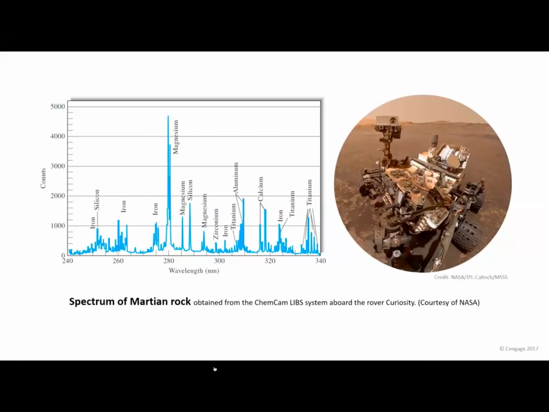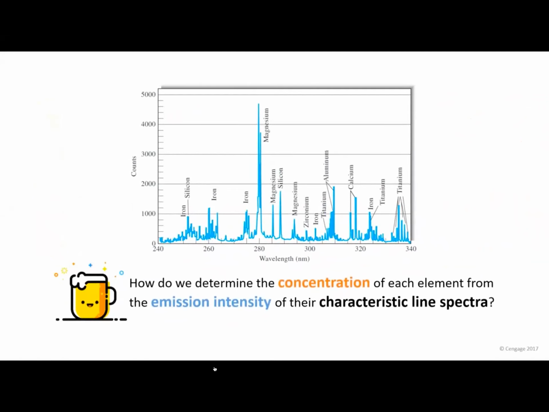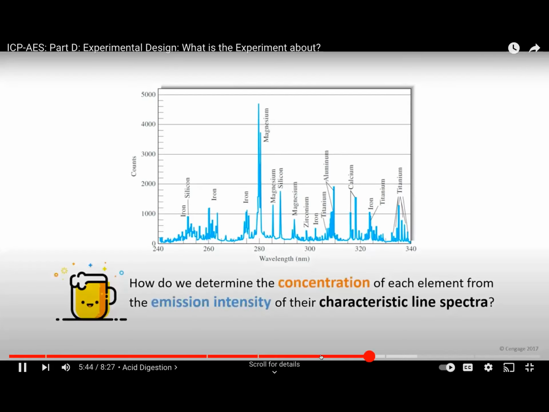This diagram here shows an atomic emission spectrum of a Martian rock obtained from the rover Curiosity. As we can see here, each element has a set of characteristic emission wavelengths, as indicated on the x-axis. And on the y-axis, we have the counts, which represent the emission intensity. Then the next question would be, how do we determine the concentration of each element present in our sample from the emission intensity of their characteristic line spectra? In other words, how do we perform quantitative analysis using ICP-AES?